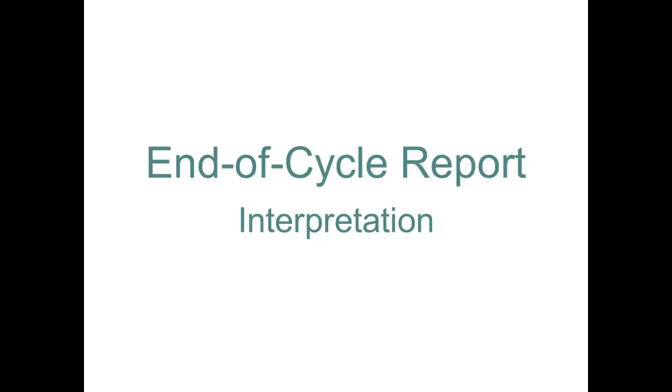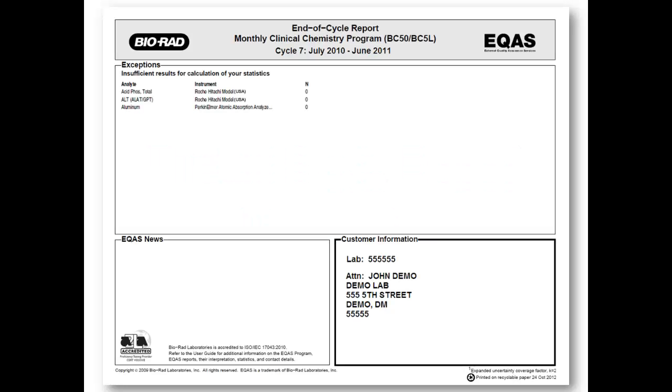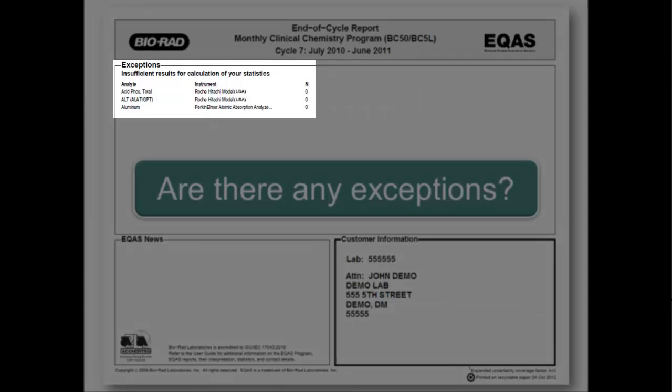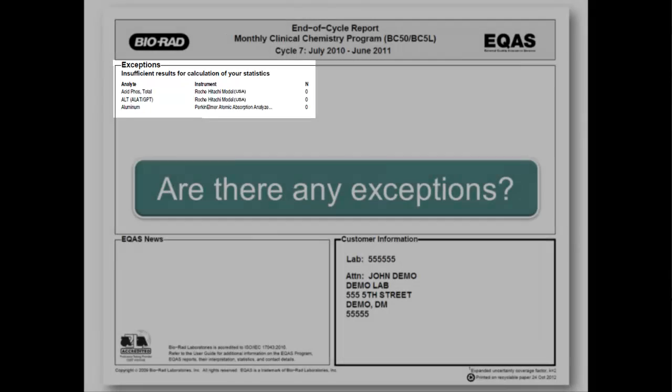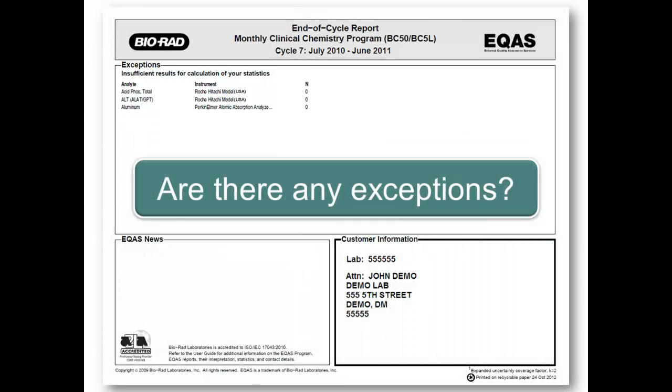Now that you understand the content of the end-of-cycle report, let's look at how it can be interpreted. Begin with the cover sheet. The exceptions section lists analytes with fewer than 9 results reported on the same test configuration for the cycle. Although the end-of-cycle report will provide some statistical analysis, it's highly recommended that each laboratory submits at least 9 results per analyte per cycle. Please consider this for these analytes when interpreting these reports.